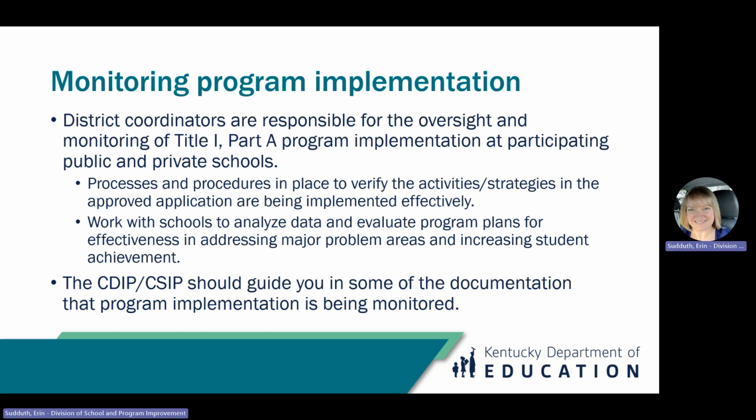Think back to the screenshot of the CSIP instructions that I shared a few moments ago. There was a column for progress monitoring on the tool. The information included in that column for any activities funded with Title I Part A tells you at least one of the factors that you'll be reviewing to evaluate program effectiveness.